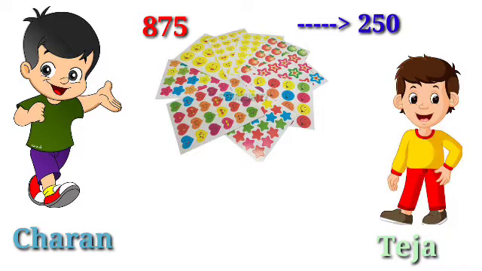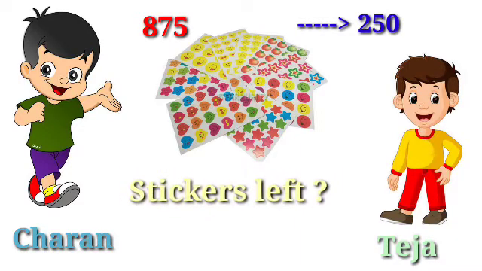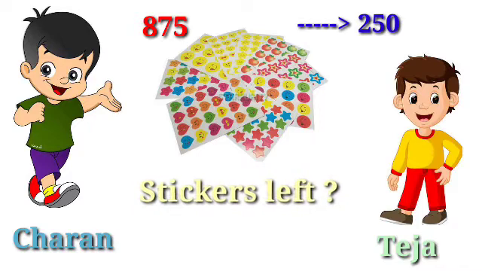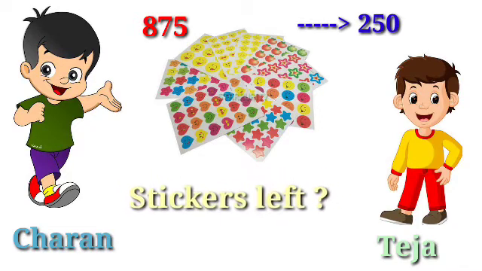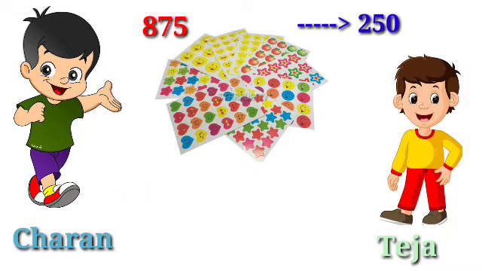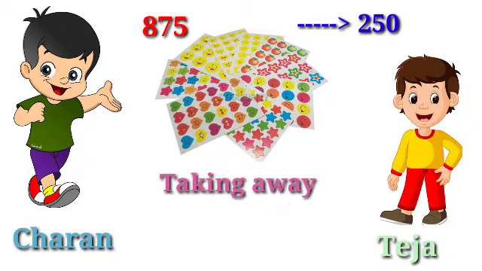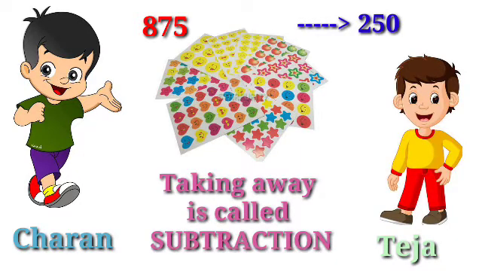So children, now what did you observe here? Out of 875 stickers, Charan gave 250 stickers to his friend Teja. Now how many stickers are left with Charan, children? Can you find out? How do you find out? You have to take out 250 from 875. Taking out means taking away. Already you learnt in the previous class, children. Taking away is called what, children? Subtraction. So we have to subtract 250 from 875, children.